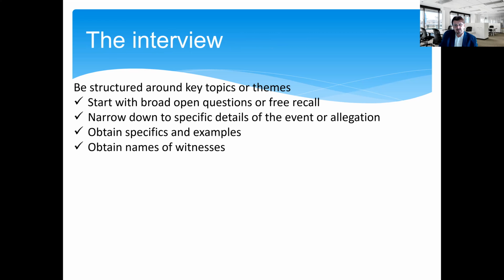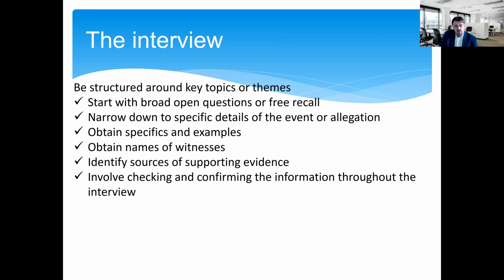So if Sid says, oh, there was a number of other staff around, which he does say in his complaint, you want to know who they were. Any supporting evidence? Does he have any documentation, emails, anything like that? Checking and confirming information throughout.